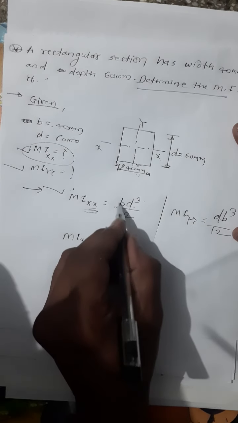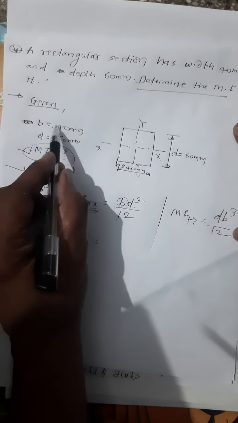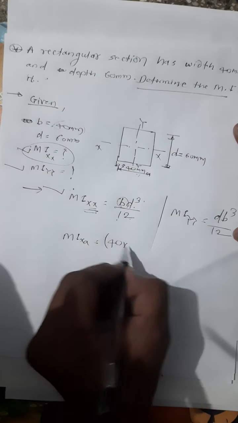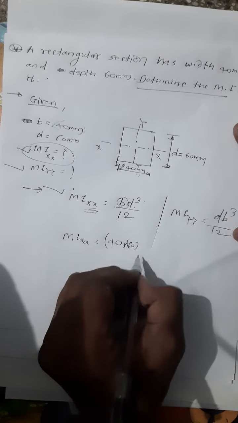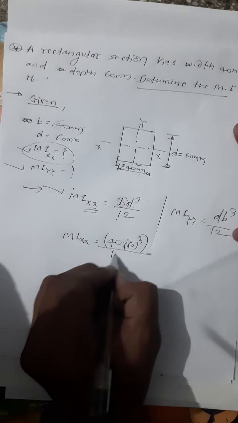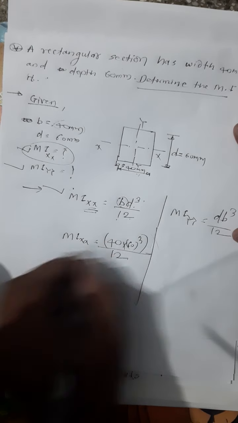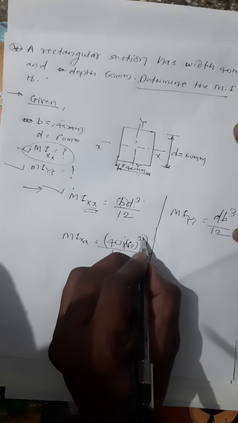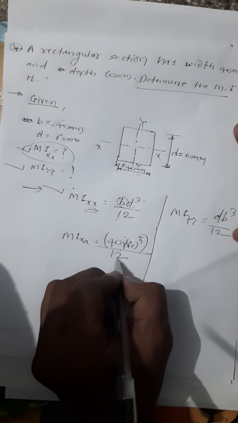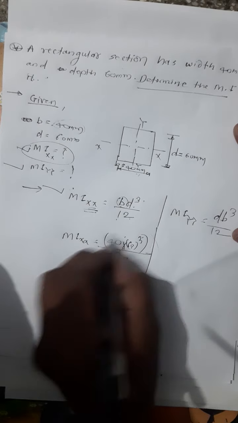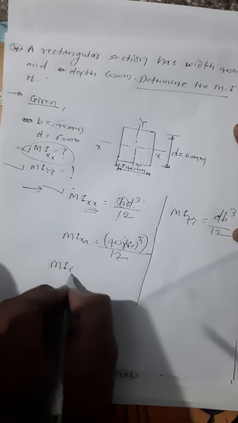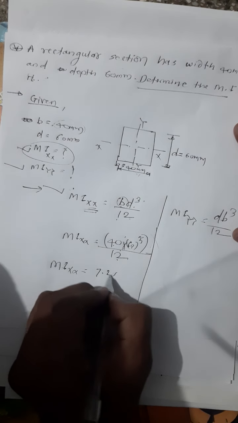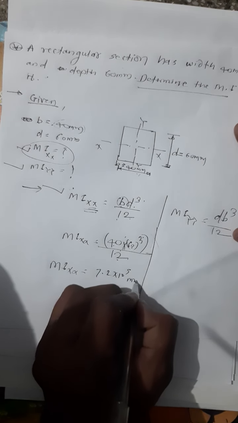What is B? The value of B here is 40. Then D is 60, and here we have the cube of this 60, so make it, then divide by 12. If you calculate with the help of a calculator, it is a very simple calculation. From the numerator side we have 40 into 60 cube, divided by 12 at the denominator side. You will get the answer 7.2 into 10 raised to 5 mm raised to 4.